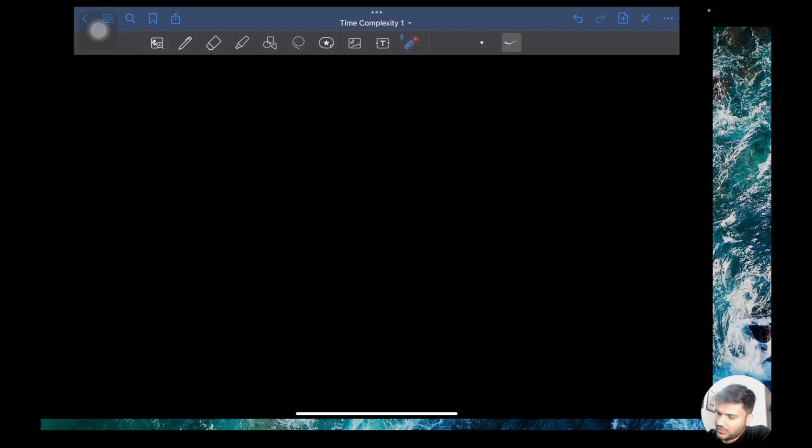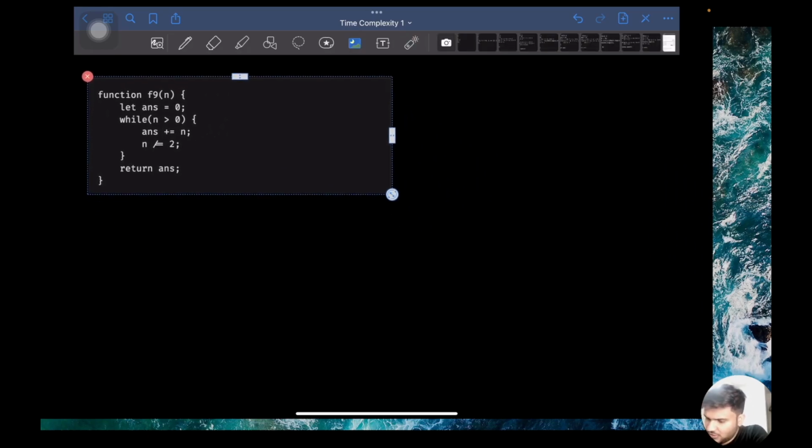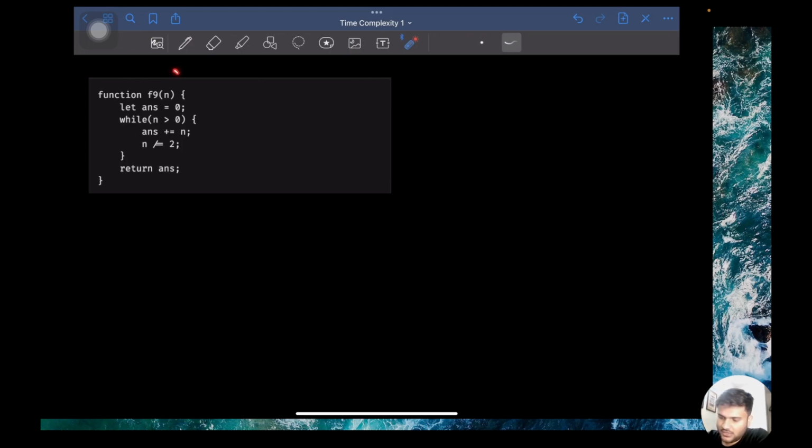So let's start with our next question. This is the next function in front of us. This is function f9. It takes an input n. You can see it initializes a variable, does a few looping iterations, and then returns the variable answer. So these two are constant terms. These are independent of what will be the value of n. These are just going to be two constant terms. So we'll just keep it like that.